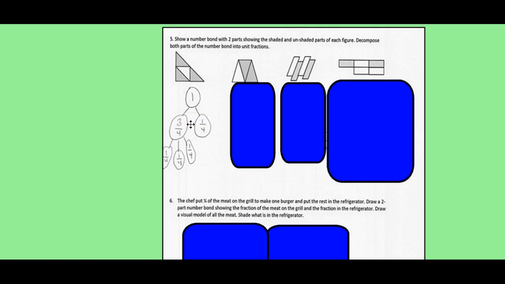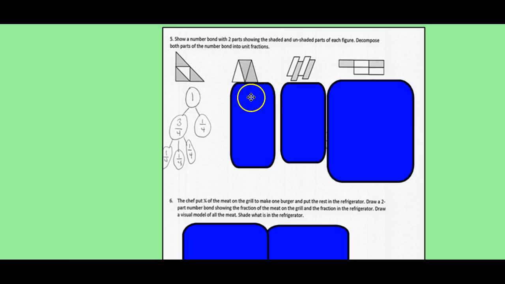And then it says, decompose both parts of the number bonds into unit fractions. So remember, the word decompose is kind of break apart. So they broke apart 3/4 because we know that 3/4 is the same as 1/4, 1/4, and 1/4. And since this part that was not shaded is already a unit fraction and it's already just one part, you can't break that apart any further. So this is already decomposed as much as it can be. Before you move on to this next shape, make sure you have this written on your paper so you understand what we're going to be doing on the next three shapes for number 5.